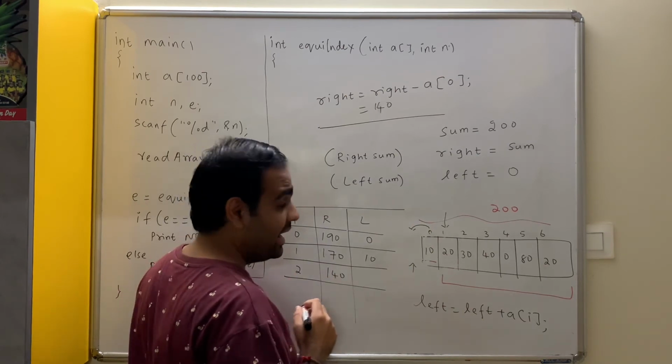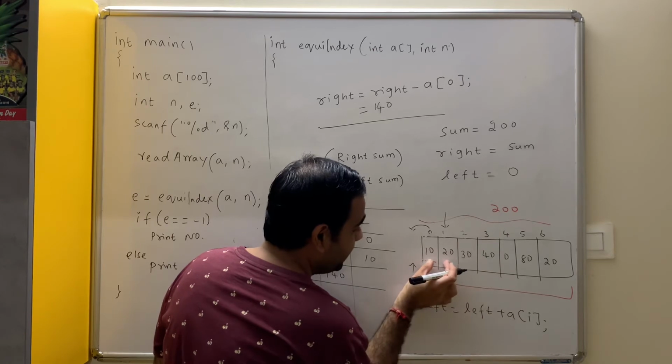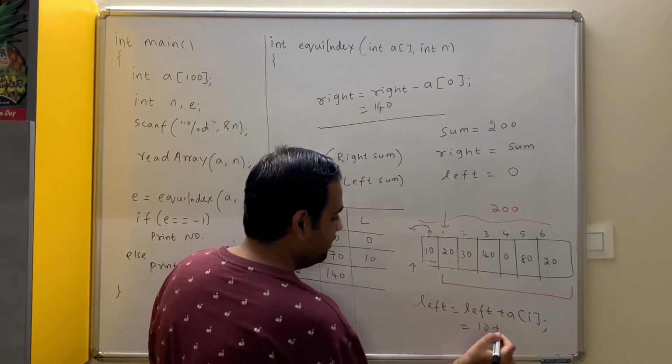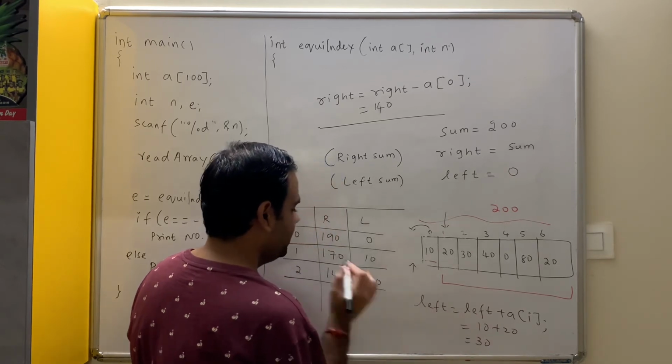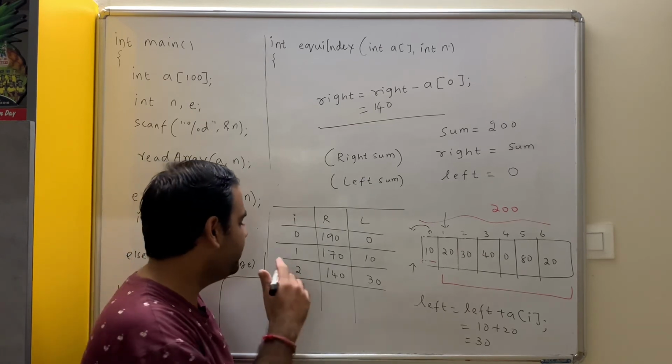140. And what is the LHS sum of index 2? It is 30. 10 plus 20, left plus a of I. Left was 10, 10 plus 20 is 30. The value of left will become 30. Is 140 equal to 30? No. 2 is also not an equilibrium index.